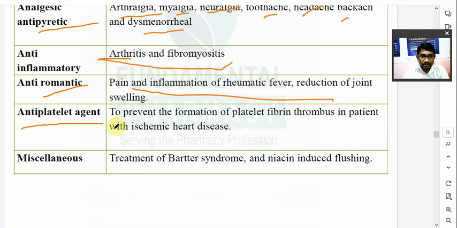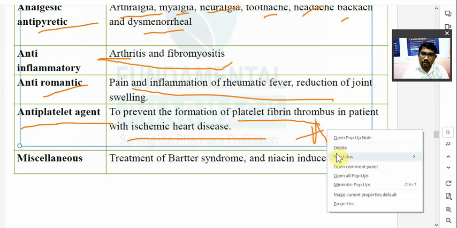Antiplatelet action to prevent the formation of platelet and fibrin thrombus. In the patient with ischemic heart disease, aspirin is used prophylactically. यहाँ पे और एक मैं बोलता हूँ आपको.